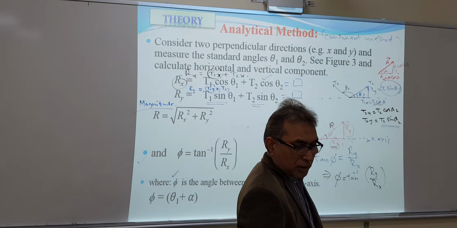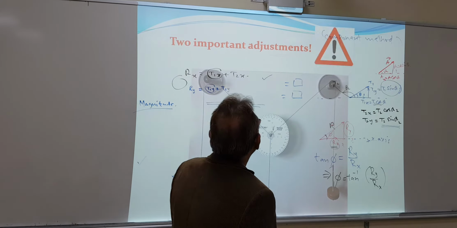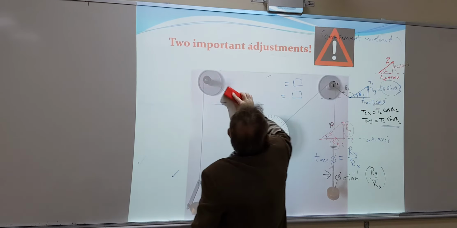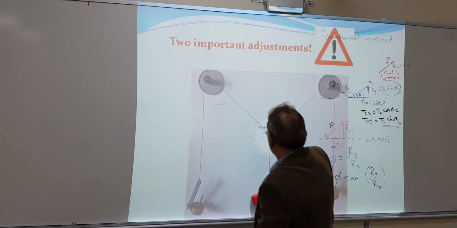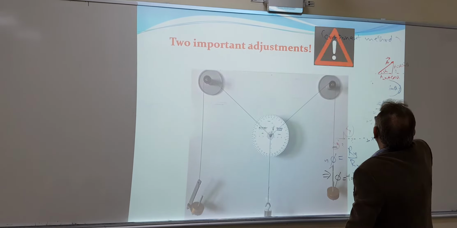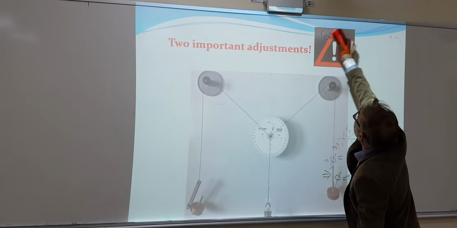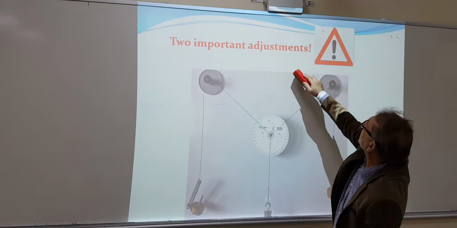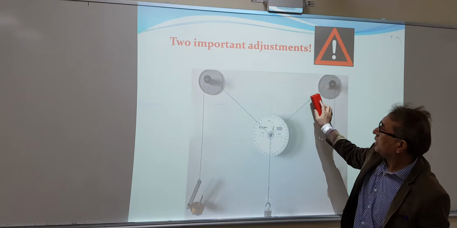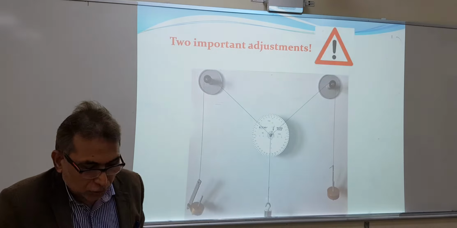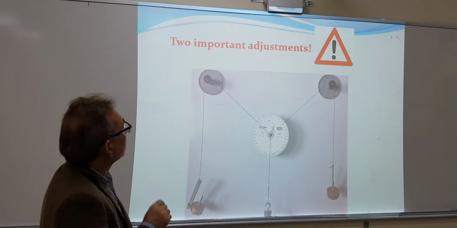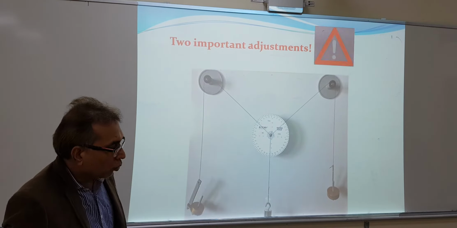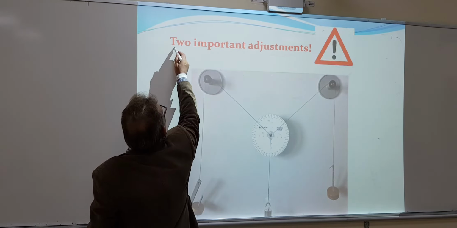Okay. Now I'm going to tell you the procedure. Whenever you are doing an experiment, you have to take care of some precautions, some adjustments, right? In this experiment, you see two important adjustments. This is alarming. If you make those two mistakes, you will have wrong data and big error in the measurement. Okay, what are those two adjustments?